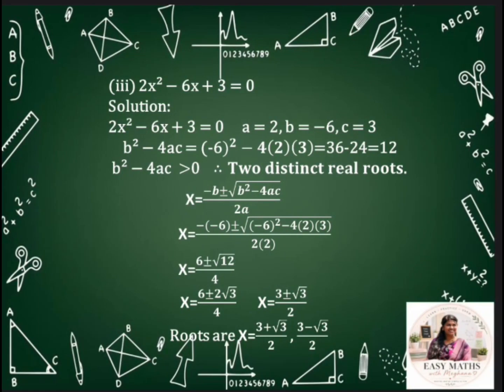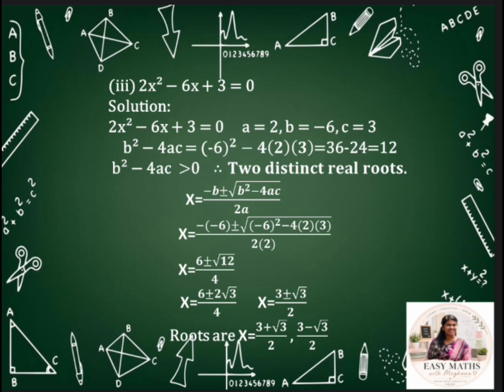Question number 3. 2x square minus 6x plus 3 is equal to 0. Here the value of a is 2, the value of b is minus 6, the value of c is 3. Substitute in the expression b square minus 4ac. Here I will get the answer as 12. That means the value is greater than 0. Therefore, I have to use the formula x is equal to minus b plus or minus square root of b square minus 4ac divided by 2a. Now substitute the value of a as 2, the value of b as minus 6, the value of c as 3.